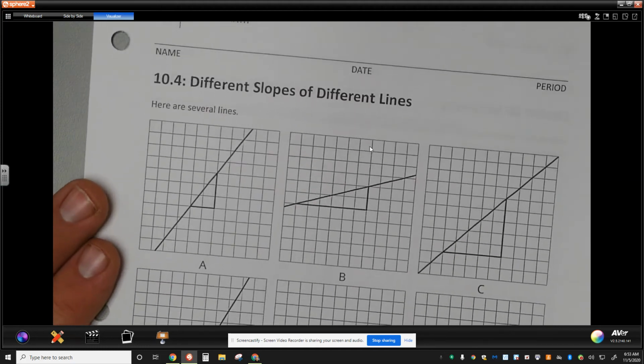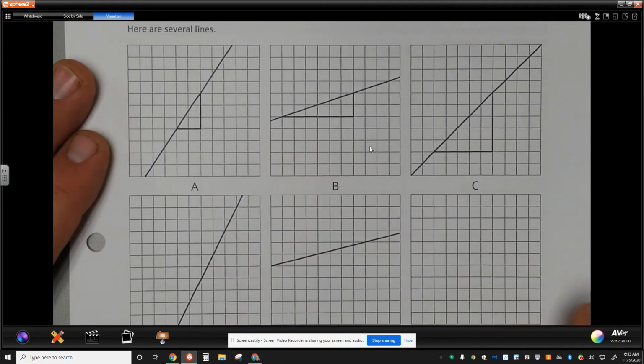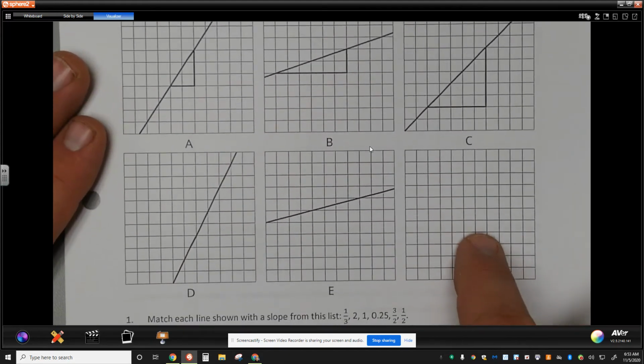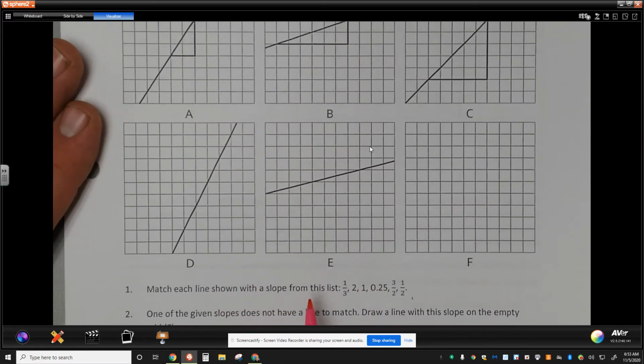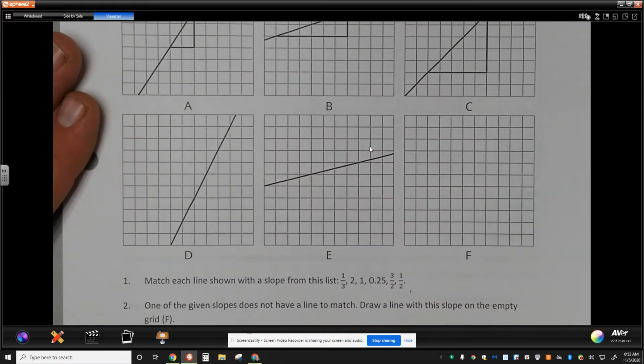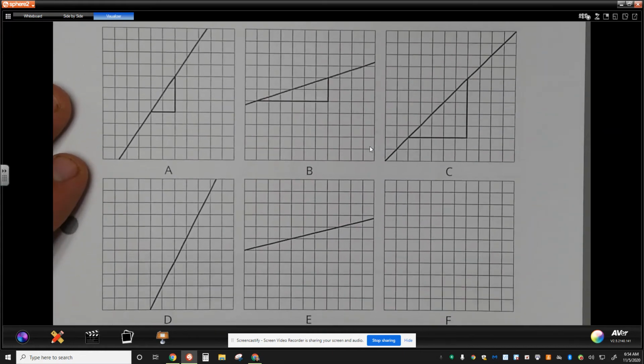Let's talk about different slopes of different lines. Here's several lines that you see, 6 different planes. One is blank, where our job is to match each of the lines shown with the slope from this list: 1/3, 2, 1, 25/100, 3 halves, and 1/2. One of the given slopes does not have a line to match, so we're going to draw that line when it comes time.